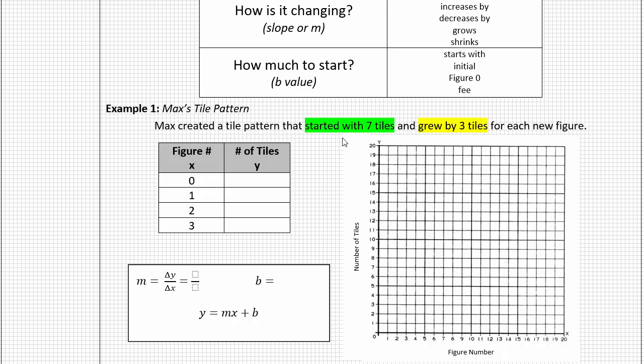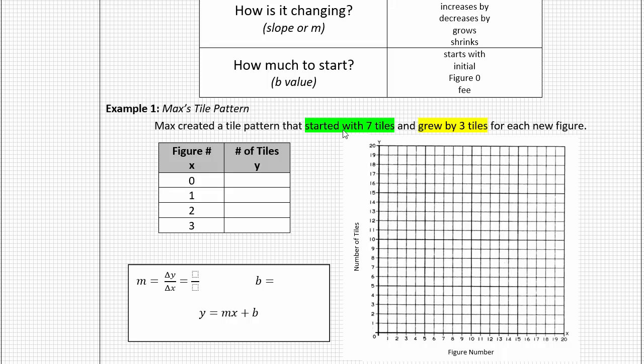So I know that if it starts with 7 tiles, okay, it's got 7. I don't know the arrangement, but I know that it's growing by, or adding, 3 new tiles each time. So this must be a positive linear relationship because it's increasing, and it specifically increases by 3 tiles. Some of you might feel comfortable to start jumping into writing the equation, but I'm going to start with the table and start to build a table that models this.